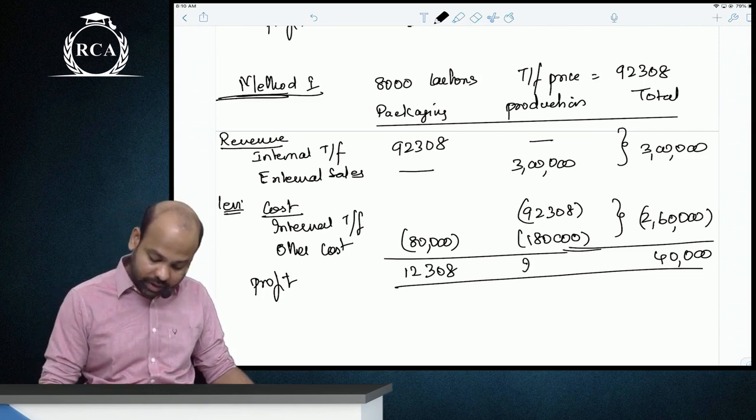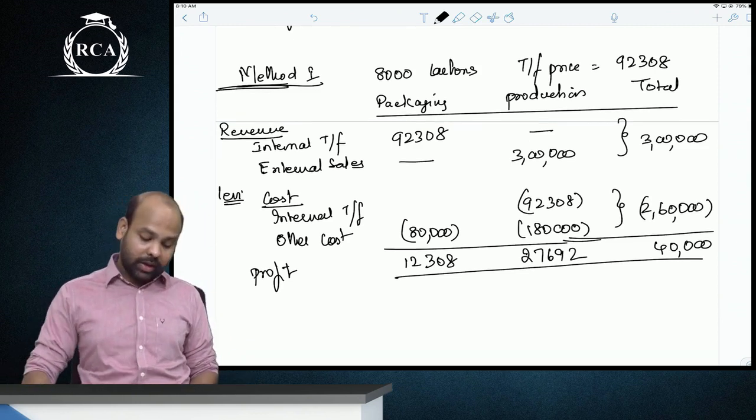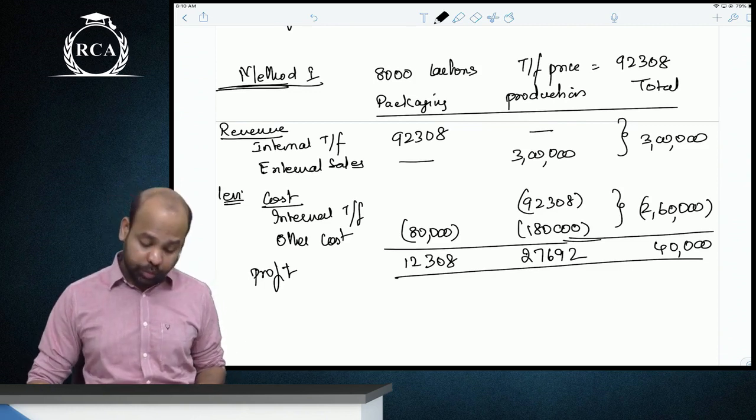Here, 27,692. This would be the profit under method 1 for 8,000 cartons. I hope you're all doing it well.